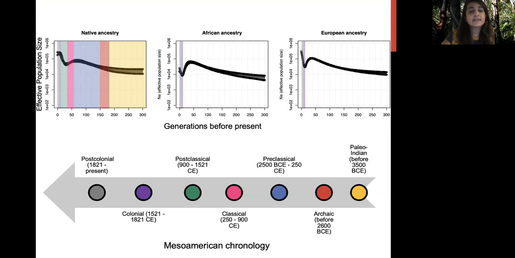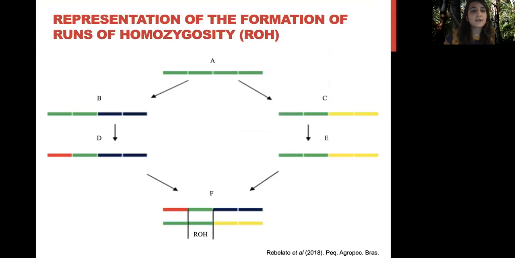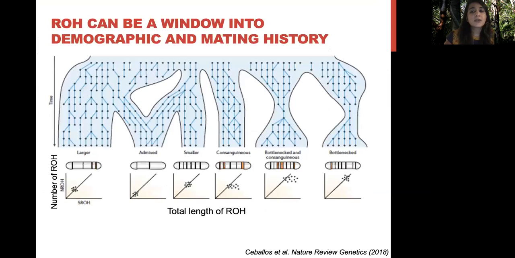Now, this analysis is using identity by descent segments, but we can go one step further and consider runs of homozygosity, or ROH. To understand what an ROH is, consider two parents, D and E, shown here, that are identical by descent, as in this cartoon in the second green segment, due to a common ancestor A. The child F will present an ROH by the pairing of these stretches in homozygosis, as shown in green. ROH can be a window into demographic and mating history.